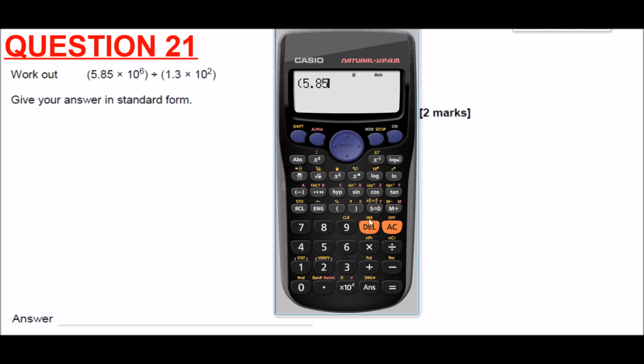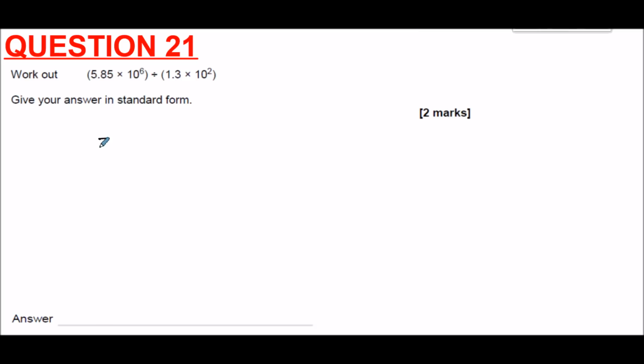So 5.85 multiplied by 10 to the power 6, close brackets. We're doing all of that divided by, open brackets, 1.3 multiplied by 10 squared, or we can do 10 to the power 2, whichever you'd prefer. Press equals, we'd get 45,000.